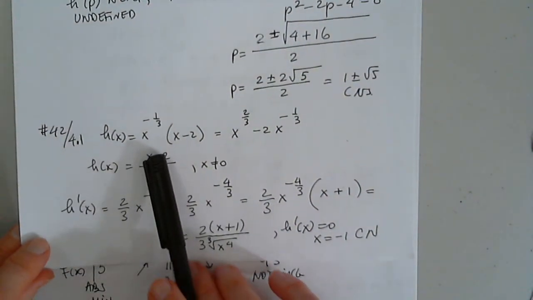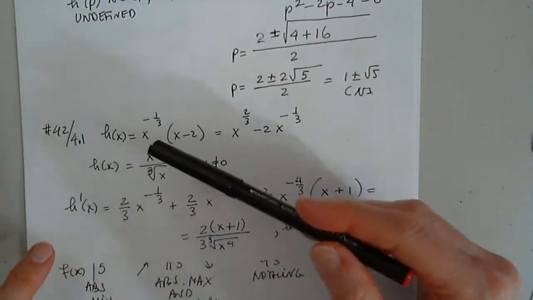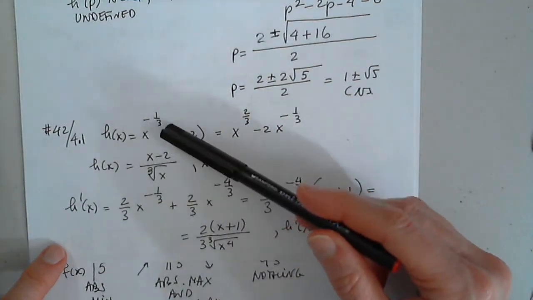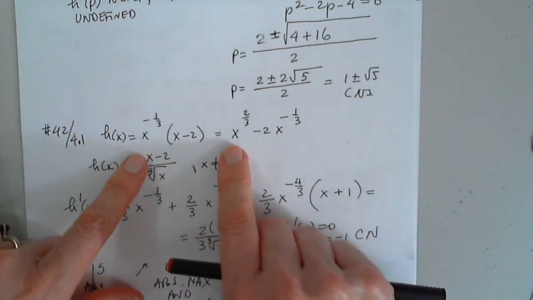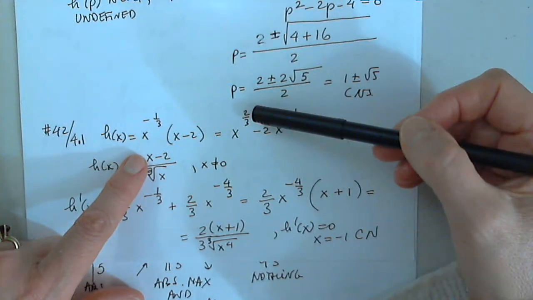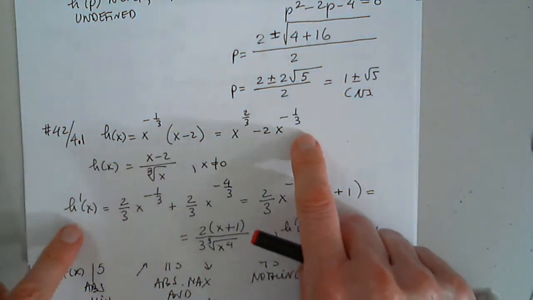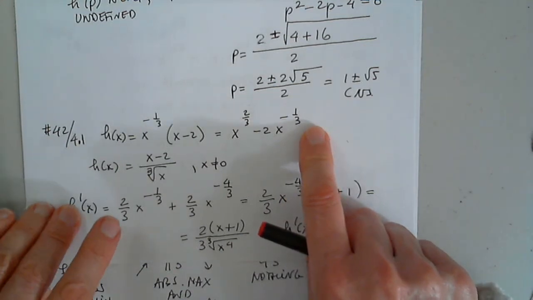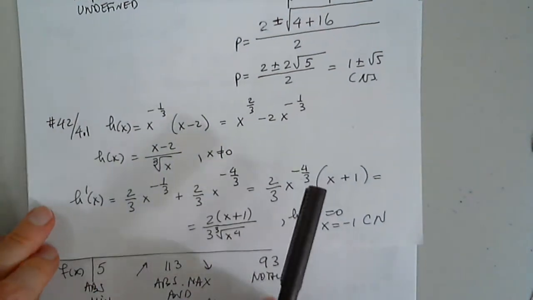Same question here. I rearrange the function, multiplying, distributing x to negative 1/3 times x. Copy the base, add the exponents. Negative 1/3 plus 1 is positive 2/3. And then negative 2x to negative 1/3.